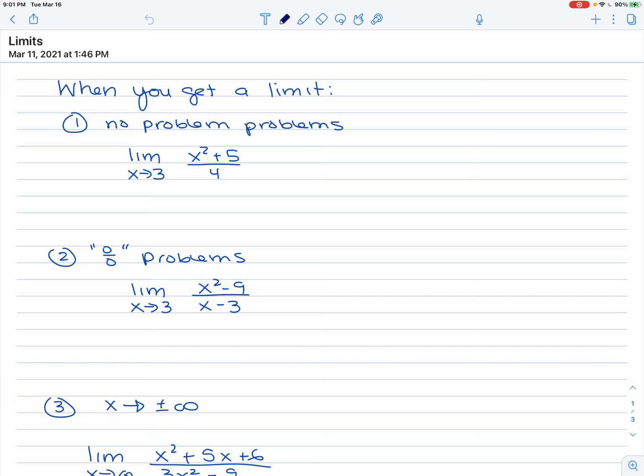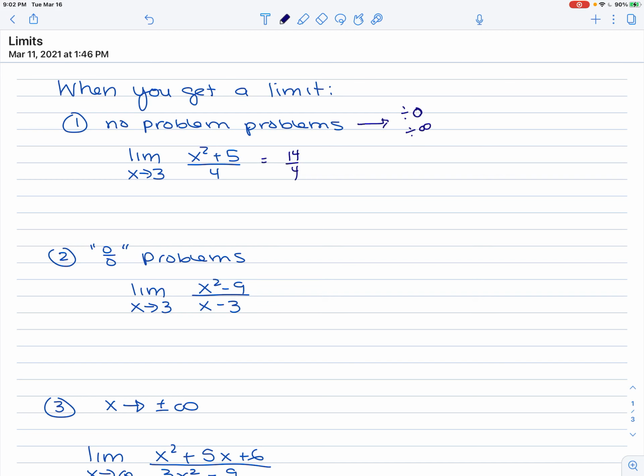Look at a review of limits, and hopefully this is helpful. Okay, so when you first get a limit, you should always check and just plug the number in. So for example, 9 plus 5 is 14 over 4, so that's the answer. These are no problem problems. So when we talk about problems in limits, we mean dividing by 0 or dividing by infinity.